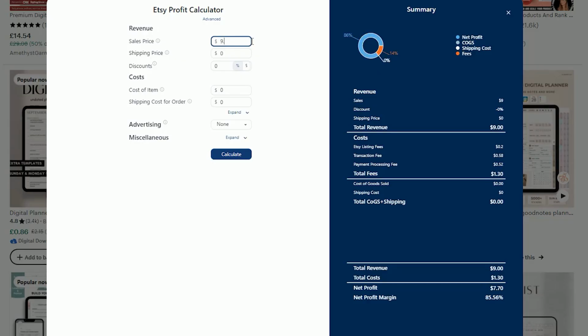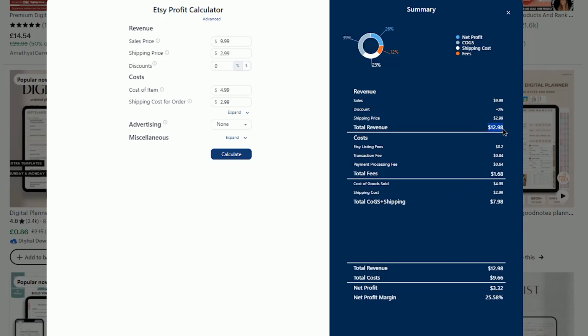So let's say we're selling a t-shirt for $9.99 and we're charging $2.99 for shipping. Now the cost of the item for us, let's say it costs $4.99. And the shipping cost for us as well is also $2.99. So within that, this kind of gives you a really nice breakdown of how much money you're making per sale.